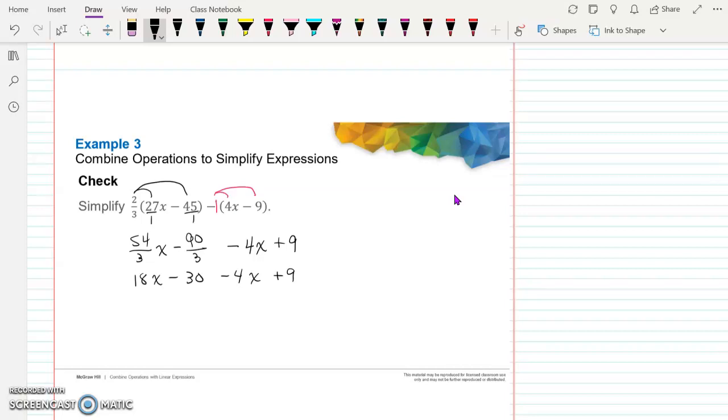What like terms do I have? I've got an 18x minus a 4x. Notice I include the sign in front of the number. And then I've got a negative 30 and a positive 9. In the next group, 18 minus 4 is 14x, plus negative 30 plus 9 is going to leave us with a negative 21. And we can simplify that further by saying 14x minus 21.